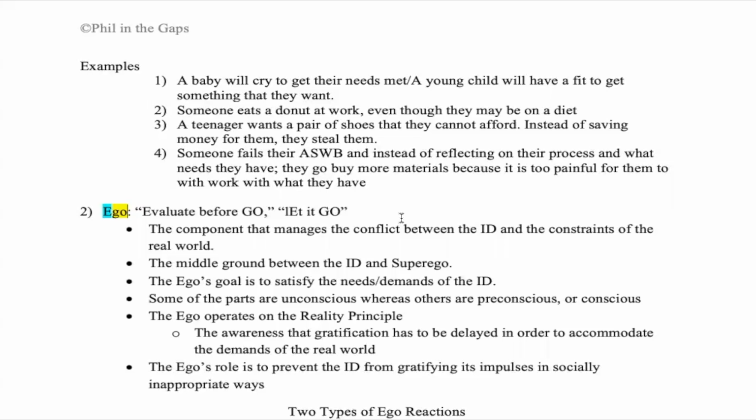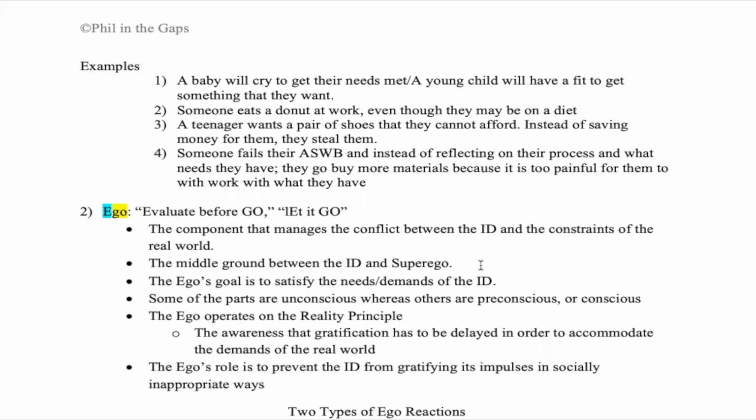So the ego is the component that manages the conflict between the id, again, ID, impulsive decision making, and the constraints of the real world. Because you cannot spend 100% of your days doing impulsive things or destructive things and sustain that over time. So the ego is the middle ground between the id, the impulsive decision making, and super ego, or the superhero mentality of where you're trying to rescue everybody. So the ego's goal is to satisfy the needs and demands of the id while also balancing the demands of the real world.